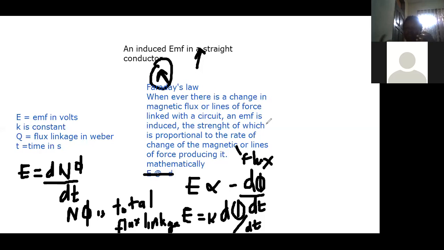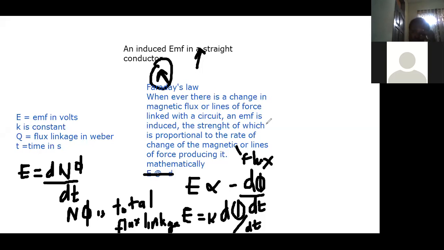On the other hand, when the change is in the negative direction, then the strength will also be reduced. Basically, that's what it means. And so it's proportional to the change of the magnetic lines of force. When the magnetic lines of force are plenty, the strength will be higher. When the magnetic lines of force are very small, there'll be a reduction, or the induced EMF will be reduced. Basically, that's what it means.